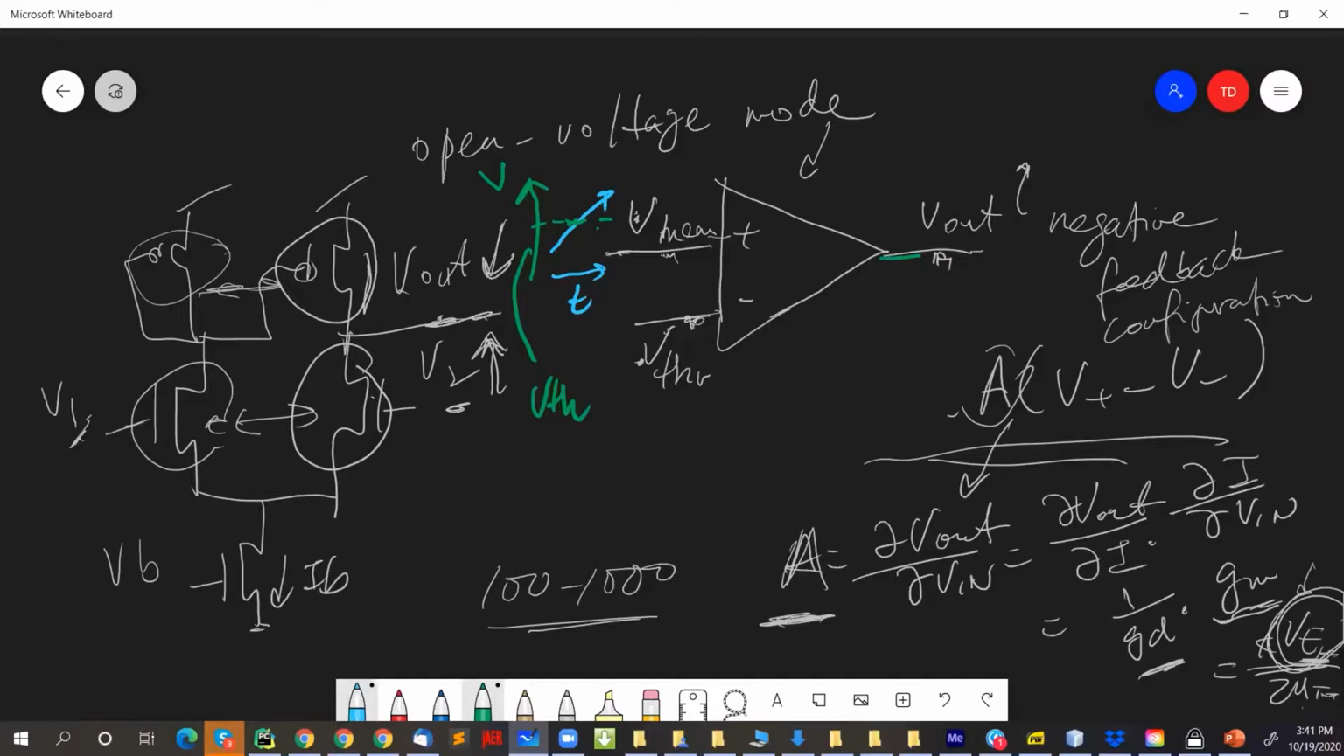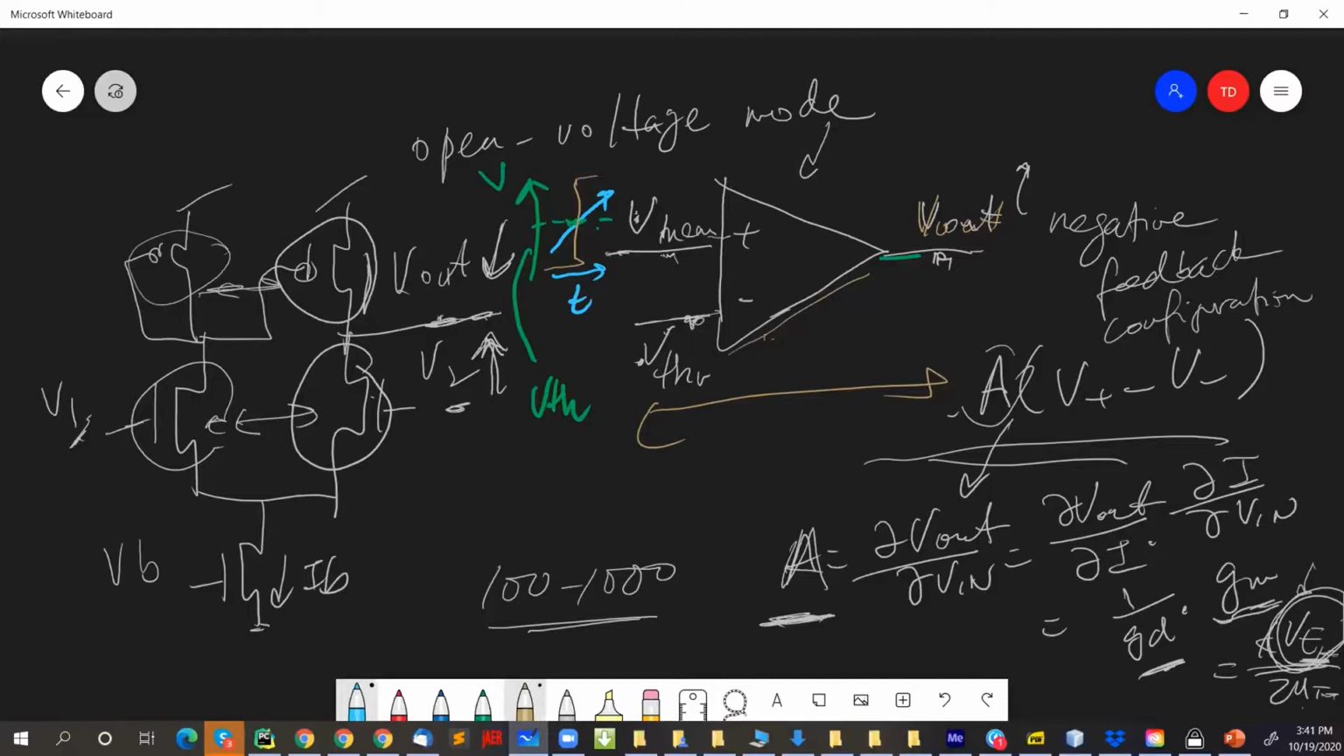Okay, so I have to pick a different color. So this is out. Then the output will go like this. So that's like producing a spike. And so people do use this circuit as a voltage amplifier, a comparator. Questions?